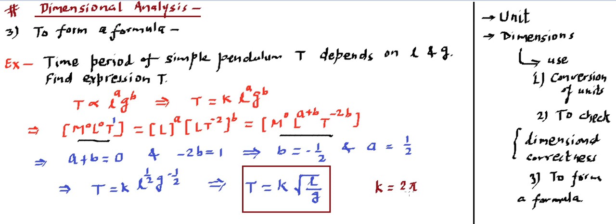Here 2 pi is a dimensionless constant that can be found using other concepts of physics. But using dimensional analysis, we can establish the relationship between these quantities. That means T is directly proportional to under root L and inversely proportional to under root G. So this is an example that illustrates how to form a formula or relationship among physical quantities. We will take another example to use the same thing and make you more confident in grasping it.